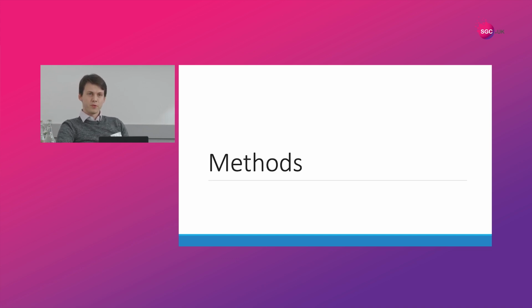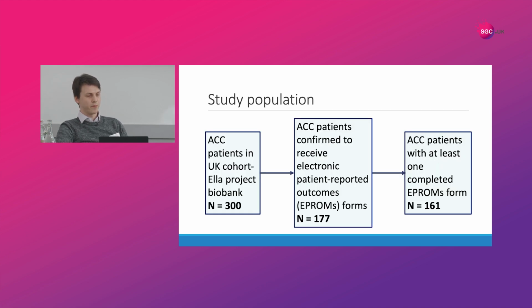That's a really, really terrible quality of life. So, moving on to what we actually did in the study. At the time of doing this, we had about 300 patients in the biobank with adenoid cystic carcinoma. Of those, 177 were confirmed to have been sent at least one EPROMS form, and 161 had completed at least one and were included in the analysis.